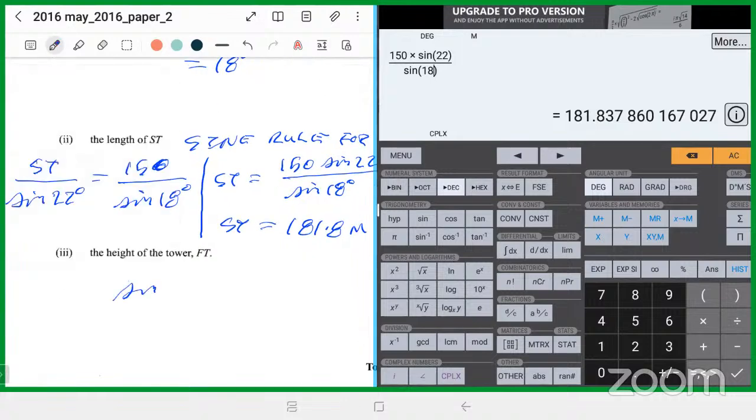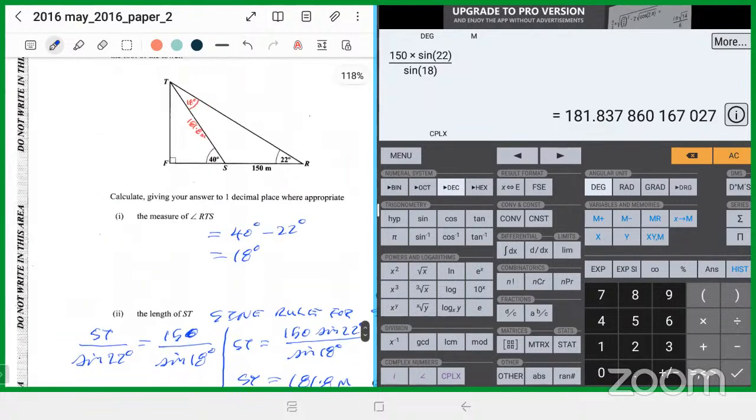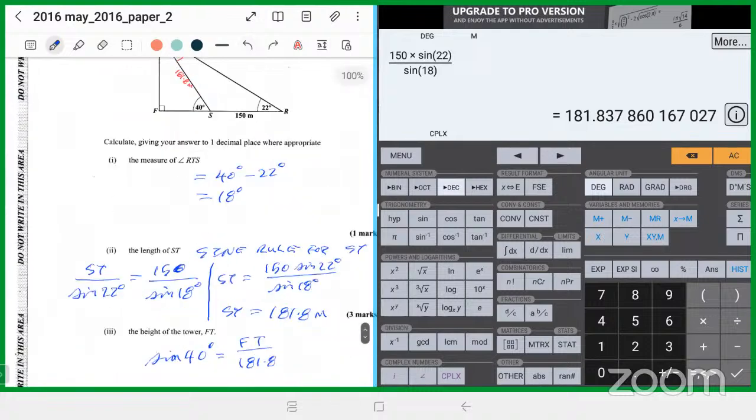So sine of the 40 degrees equals the opposite side, which is the TF that we want to find, FT, I call it FT, over the hypotenuse, which is this that we just found. Okay, that's it. Opposite over hypotenuse. Sine we have to use.